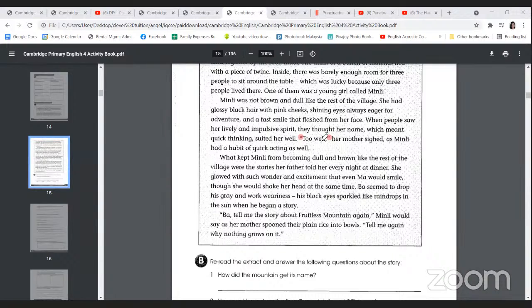Normally it's whatever that person says. Open quote and close quote, with a comma, and then the first word in small letter, lowercase, and then a comma, and at the end of it a full stop. For example, sometimes you want to describe his gray and work weariness, or describe his black eyes. Again, all these are punctuation.